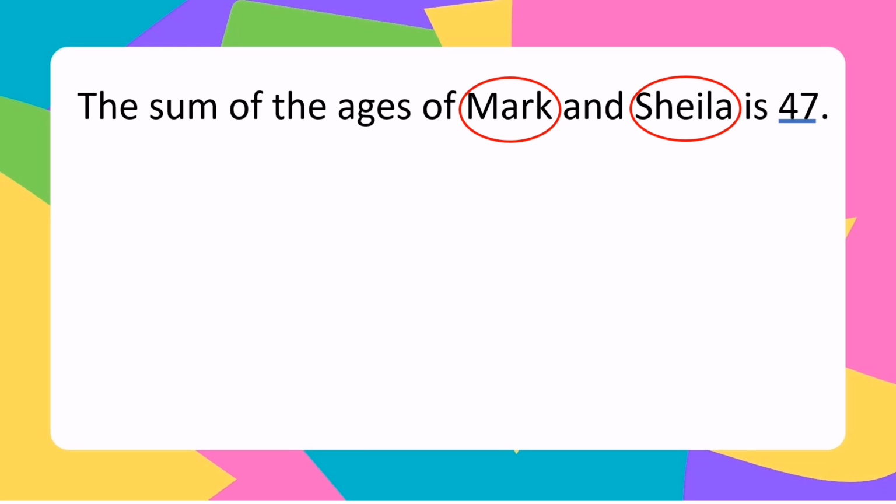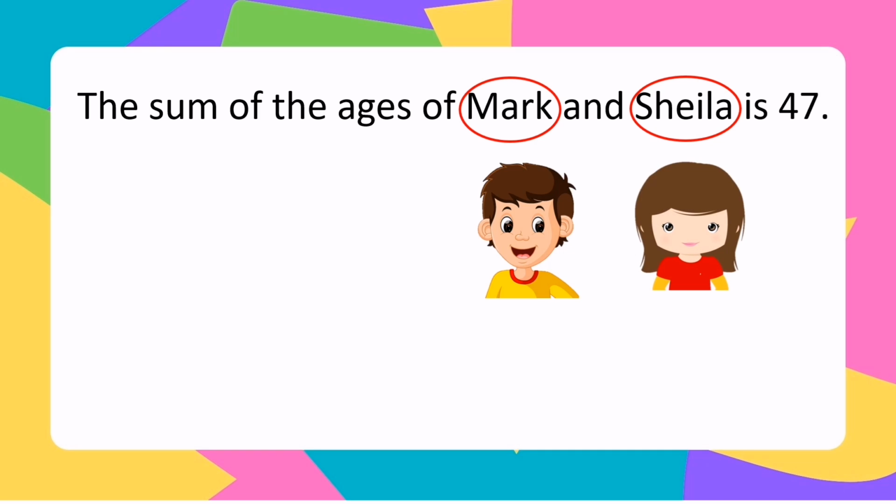Since we do not know yet the ages of Mark and Sheila, we can represent the age of Mark as x and the age of Sheila as y. So we now have a linear equation, x plus y equals 47.